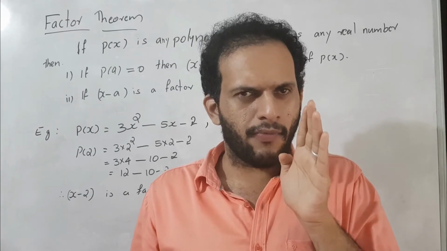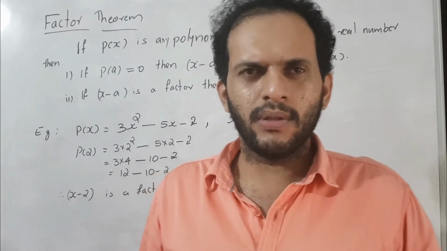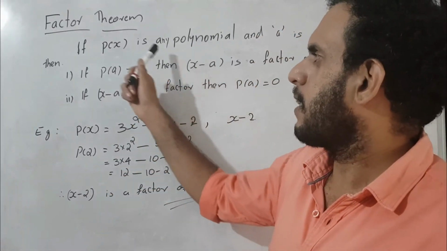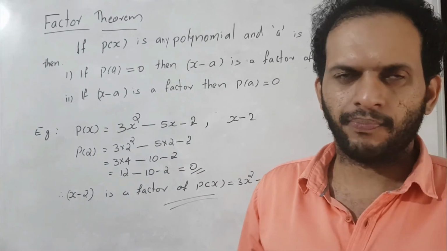If we find the value of P of a, and finally we get the answer 0, then we conclude x minus a is a factor. The remainder value is 0, so x minus a is a factor.